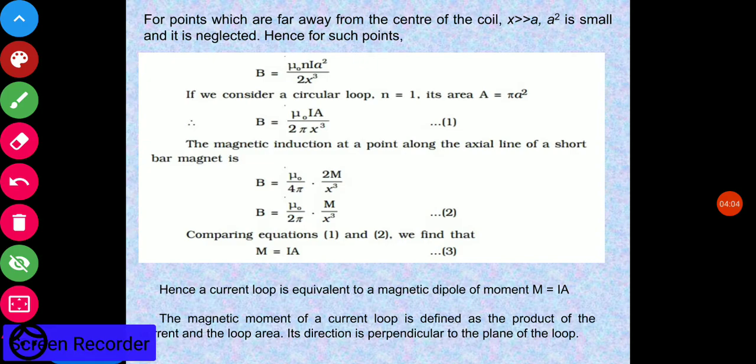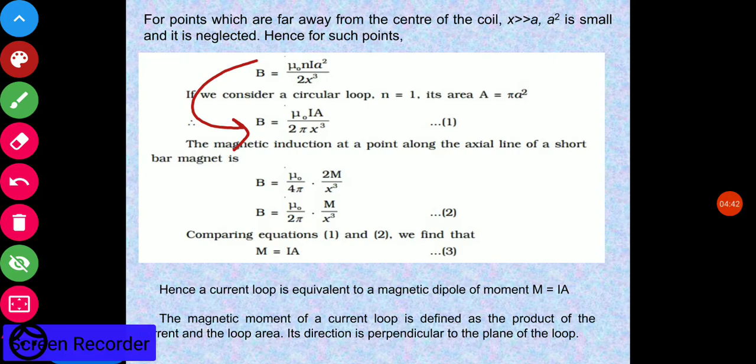Now for points which are far away from the center of the coil, that is, if x is very large compared to a, the radius of the coil, then a square is small and can be neglected. For such points the magnetic field reduces to B is equal to mu naught N I a square upon 2 x cube. And if we consider N is equal to 1, that is a single current loop whose area A is equal to pi a square, then this expression reduces to B is equal to mu naught I A upon 2 pi x cube. So this expression reduces to this one.